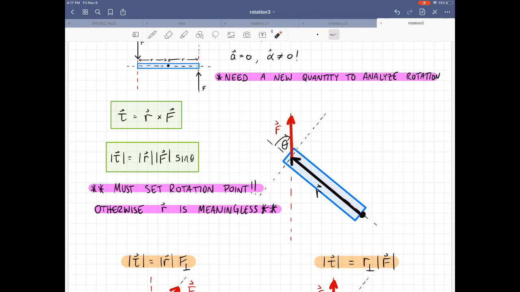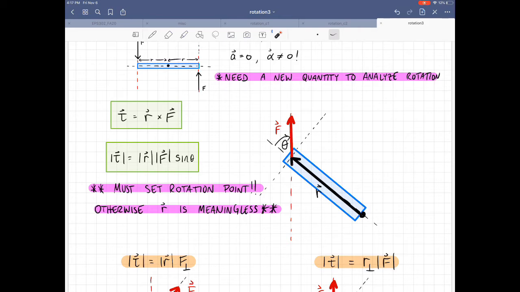And so if you want to get the magnitude of the torque that's generated by this force being applied at this location, the torque about this rotation point, then you've got to take into account this angle theta. So the magnitude is r F sine theta. And so I want to stress here that to calculate a torque, to designate what r value to use, you must pick a rotation or a pivot point.